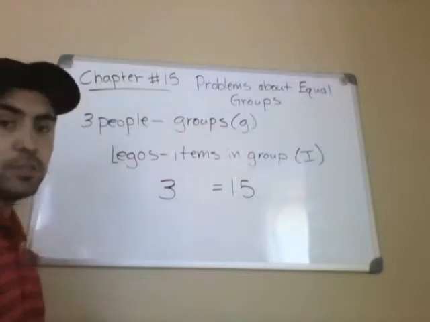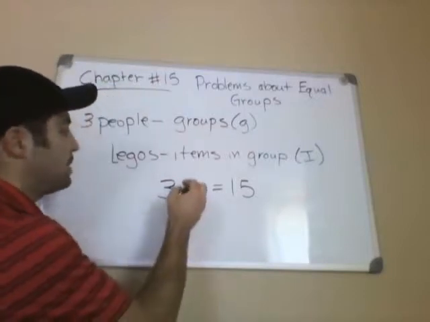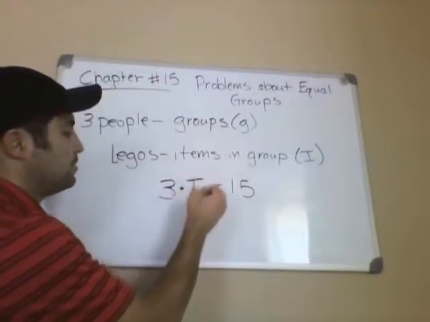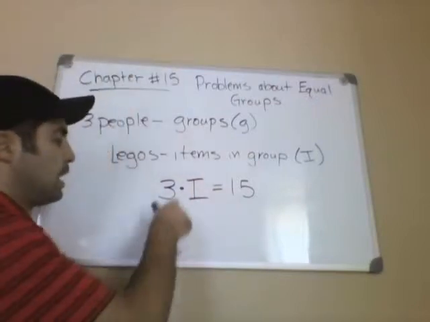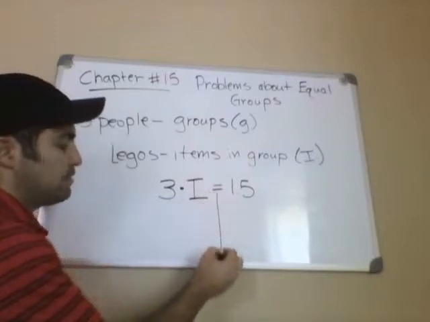3 people, so there should be 3 groups. But we don't know how many items there are going to be in each group. So what we're going to do, we're going to solve this. There are 2 sides of every equation.